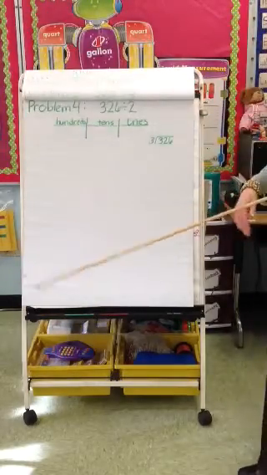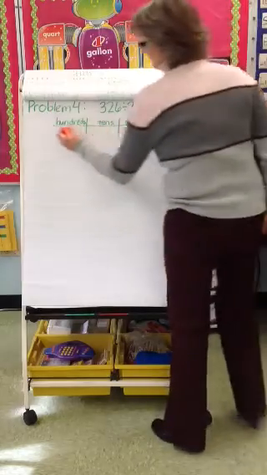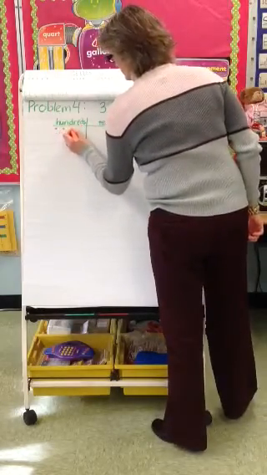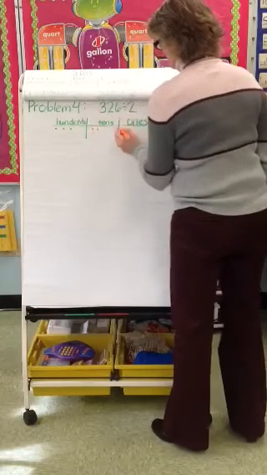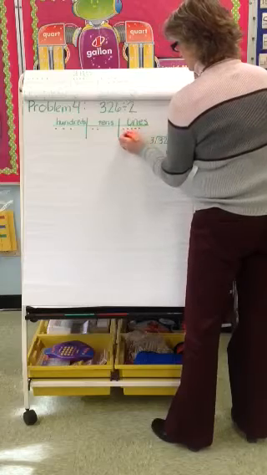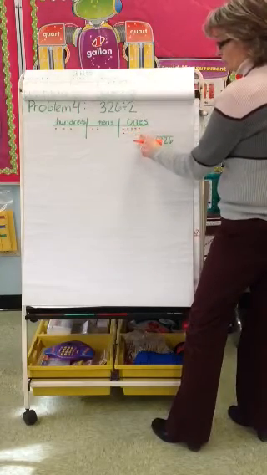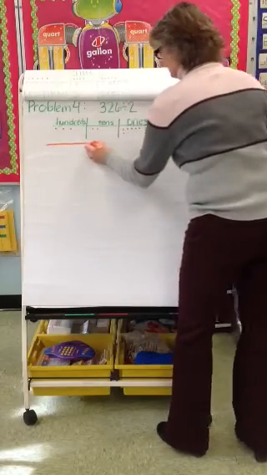Okay, let's look at the last problem. 326 divided by 2. Let's put the 326 into our place value chart. 1, 2, 3. 2 tens. 1, 2. 6 ones. 1, 2, 3, 4, 5, 6. Notice, try to keep your rows in 5s. Okay, I'm dividing by 2.